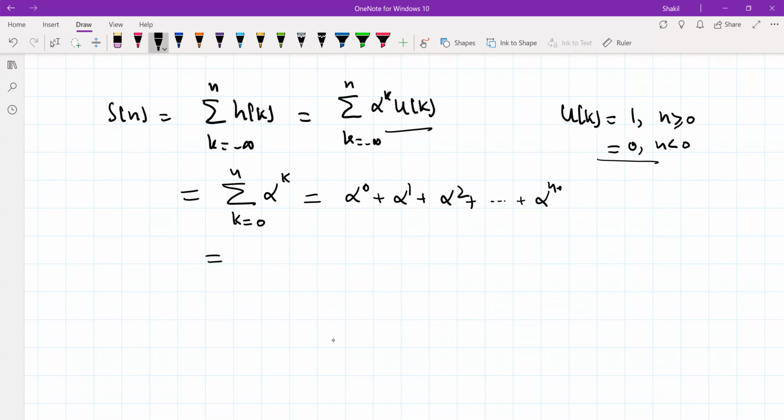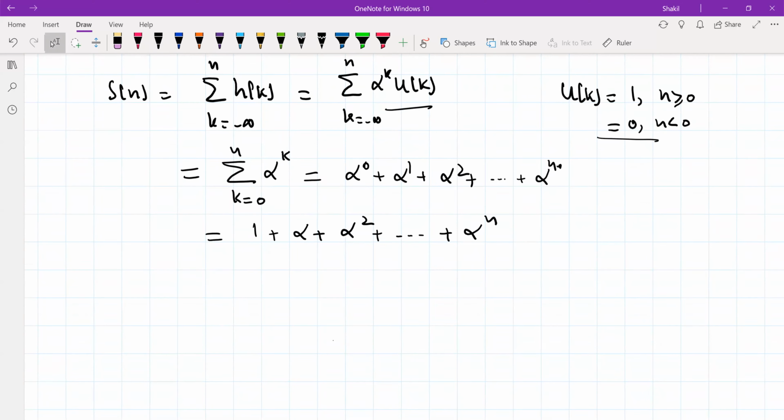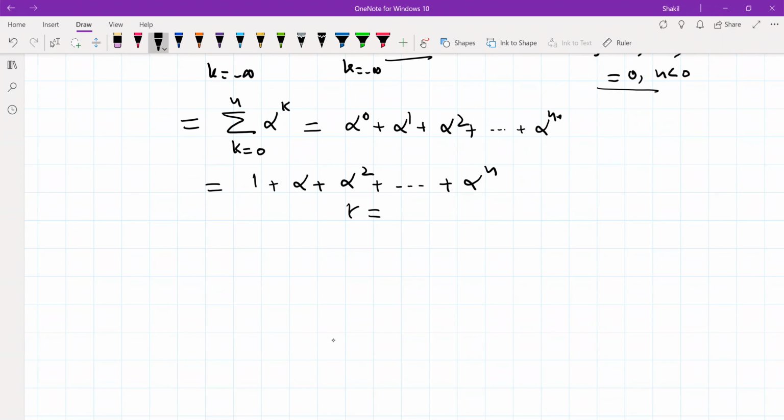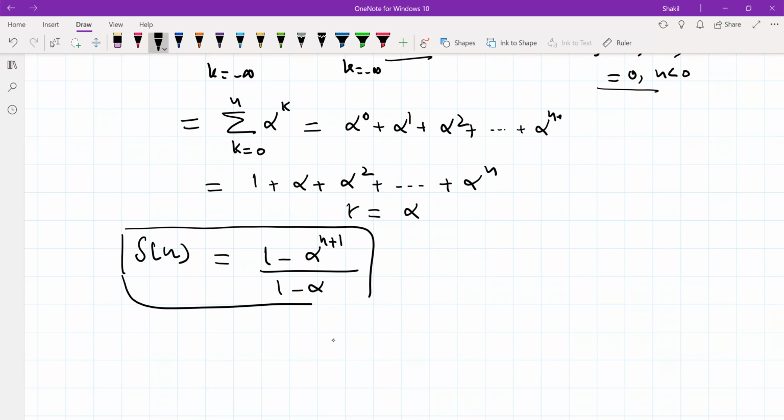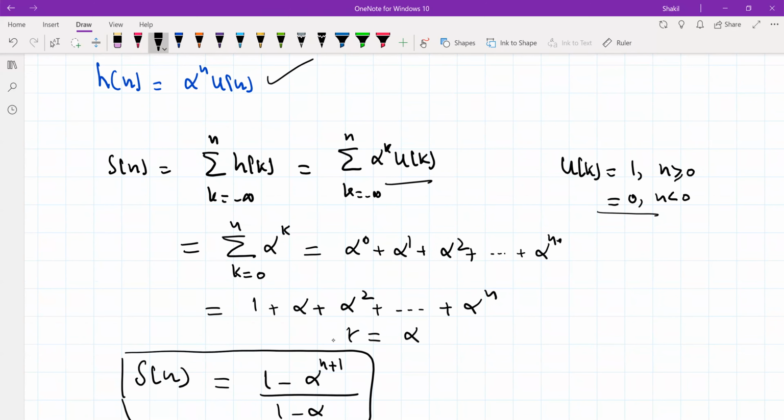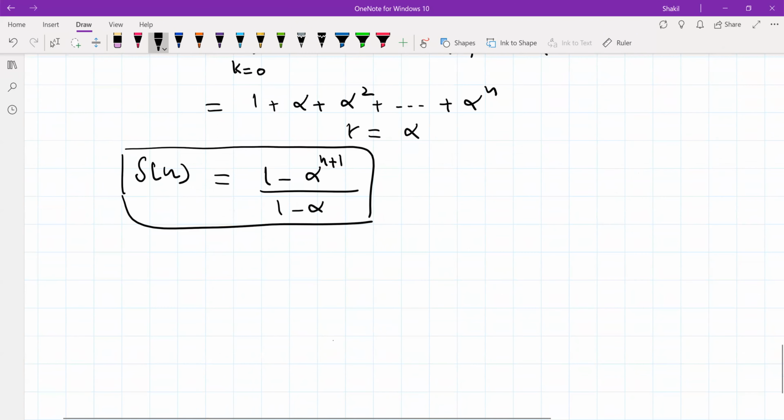Now you can see alpha raised to 0 is 1, plus alpha, plus alpha square, and so on up to alpha raised to n. This is a GP with common ratio r equal to alpha. So the sum of this GP is 1 minus alpha raised to n plus 1, over 1 minus alpha. So this is the step response of this system whose impulse response is alpha raised to n times u of n. This is how we determine the step response.